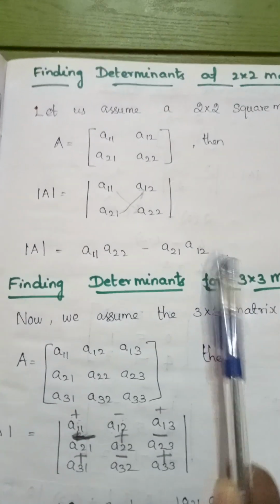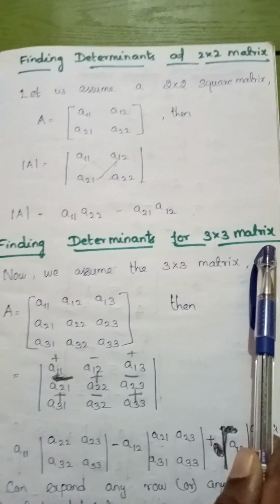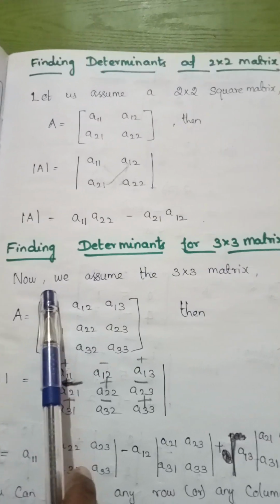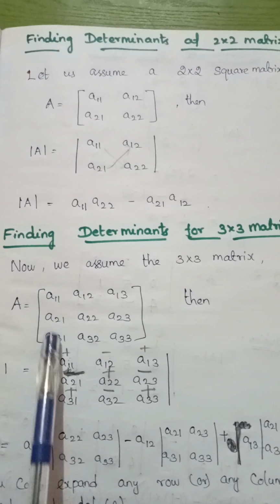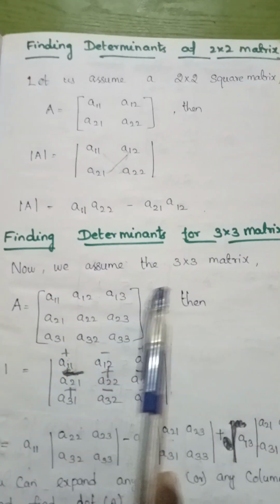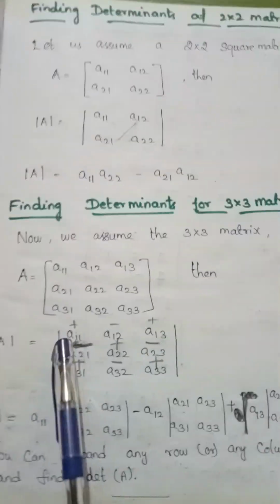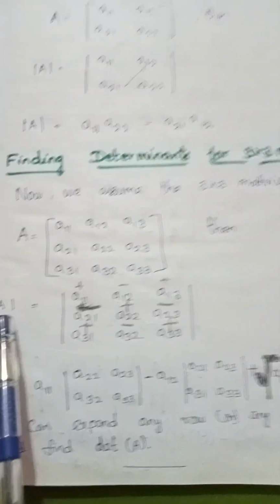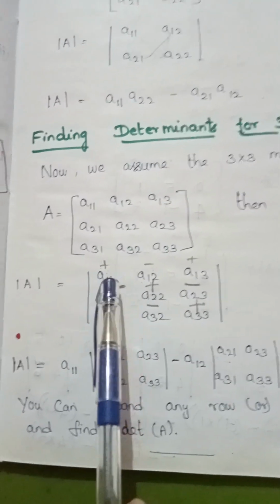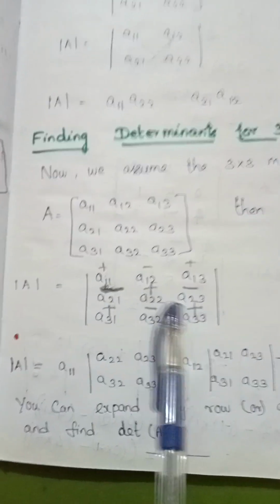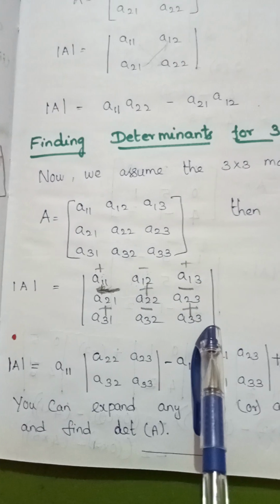This is very important. Next one, finding determinants for order 3 cross 3 matrix. It is a square matrix. So now we assume a 3 cross 3 square matrix, given matrix A equal to, this is matrix notation, A11, A12, A13, A21, A22, A23, A31, A32, A33. First you change the determinant notation. Determinant A equal to determinant of A11, A12, A13 first row, second row, third row, A21, A22, A23, A31, A32, A33.